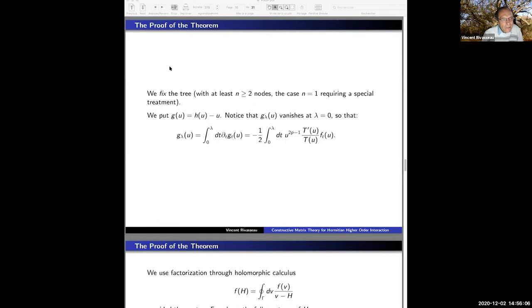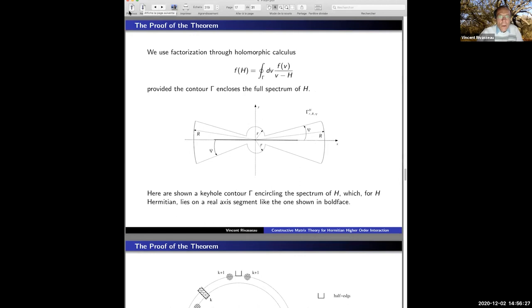Notice that g vanishes at lambda equals zero, so that g of u equals the Taylor remainder of its derivative. Now we use factorization through holomorphic calculus. F of h equals a circular integral over gamma of dv times f of ev over v minus h, provided the contour gamma includes the full spectrum of H.